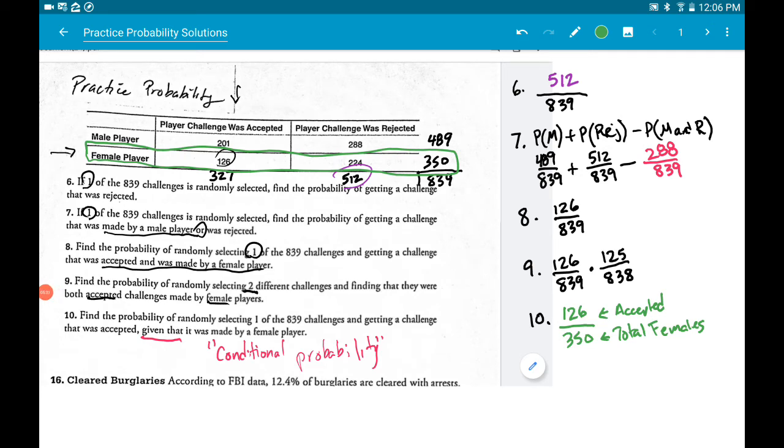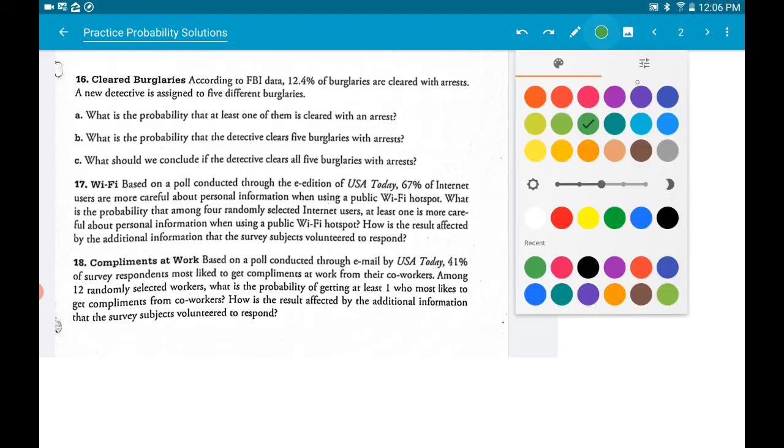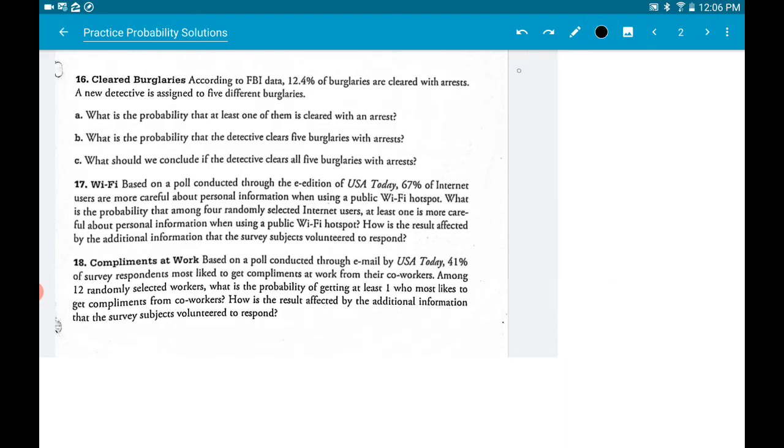All right, let's look at the next one. The burglaries question. It says 12% of burglaries are cleared. So I'm just going to label that with the probability of an arrest is 0.124 or 12.4%. A new detective is assigned to 5 different burglaries.